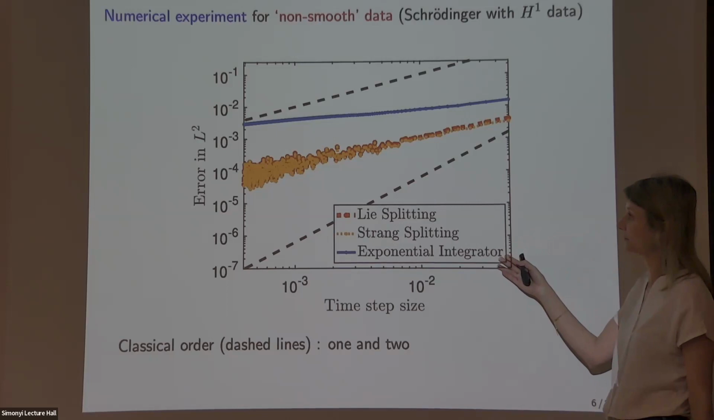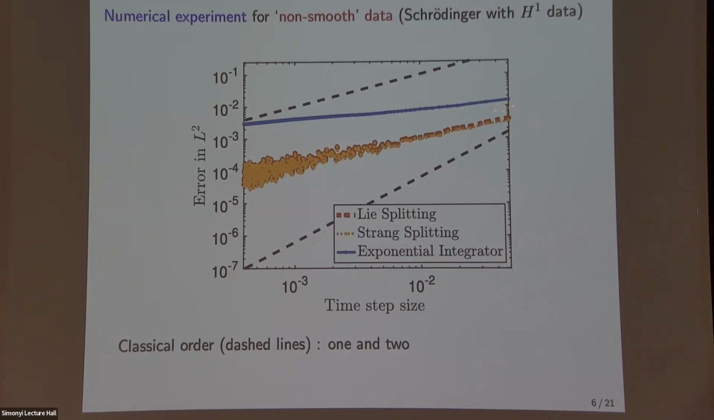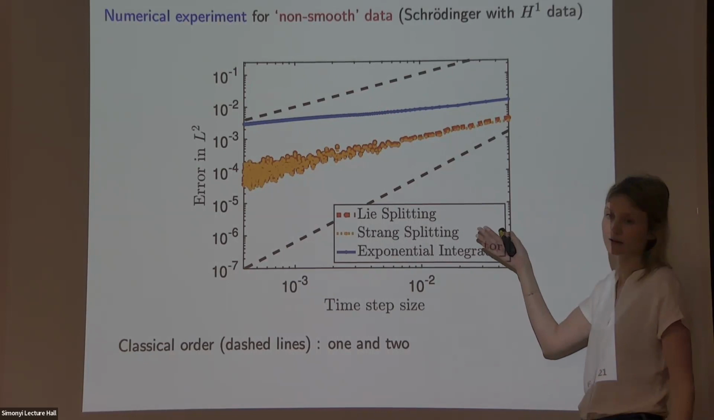And then you see that the convergence is not retained, okay? This is really due to the fact that if you are not regular enough, then you really see that these classical methods lose their order. And what you also see is that the Lie splitting method and the Strang splitting method have the same error behavior. So for low regularity data, it also does not make sense to use high order methods.